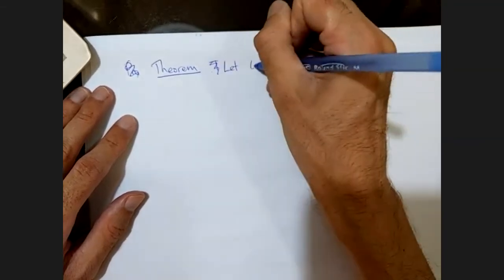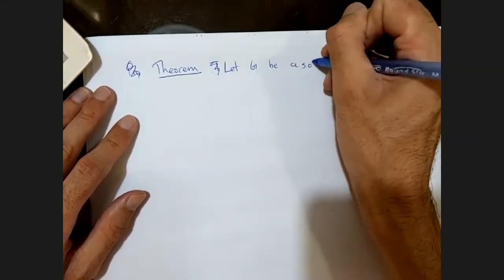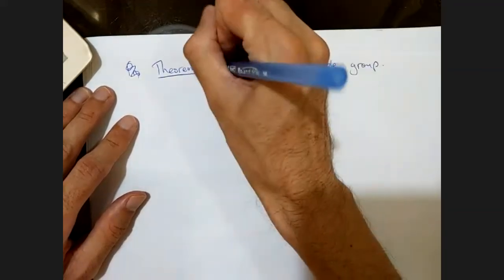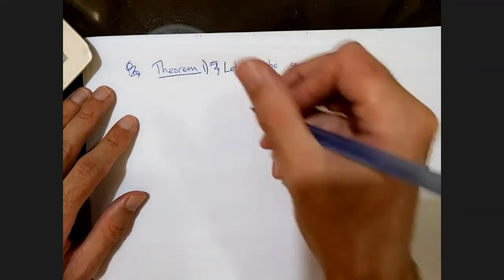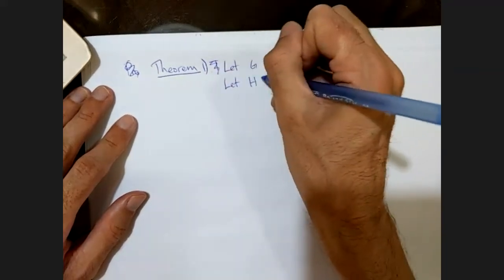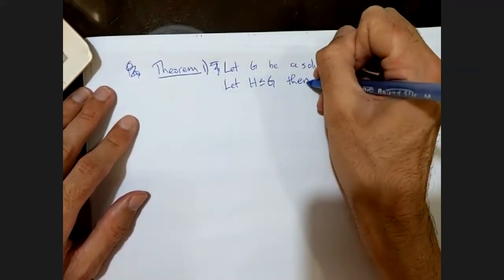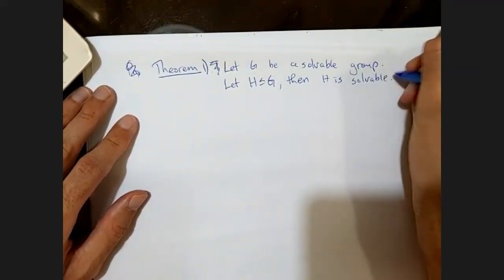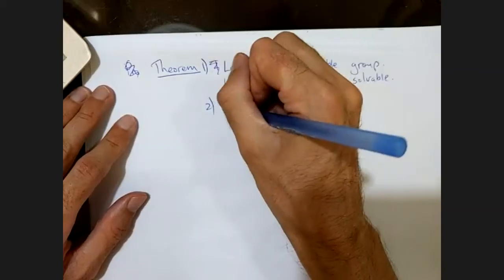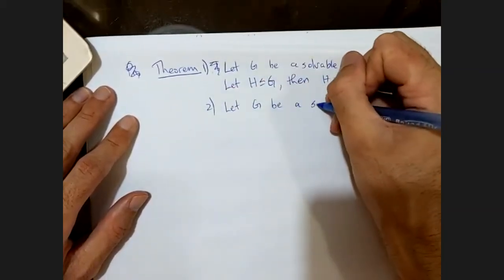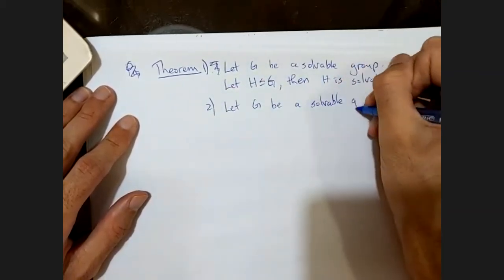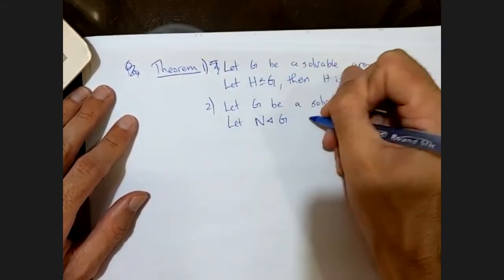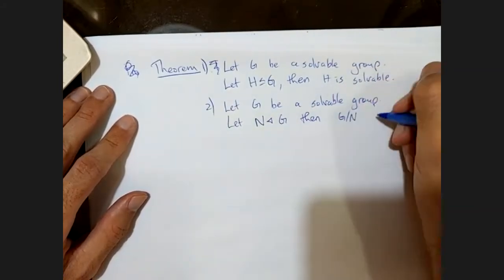Okay, let G be a solvable group. This theorem has different parts. 1. Let H be a subgroup of G. Then H is solvable. 2. Let G be a solvable group, and let N be a normal subgroup. Then G mod N is solvable.